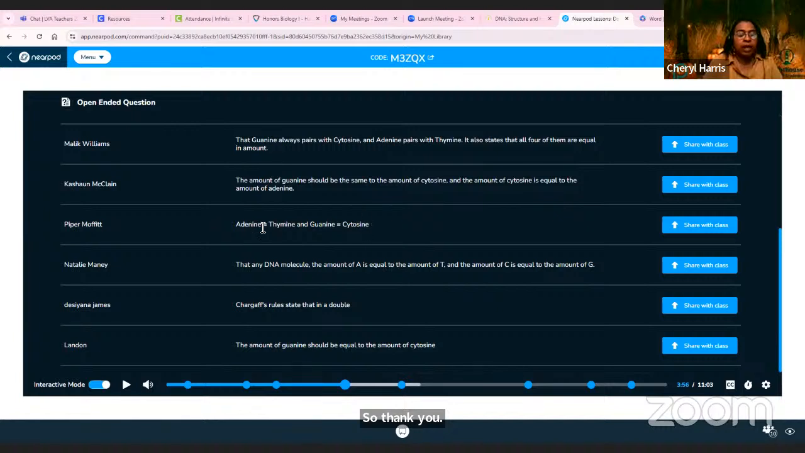Okay. And we don't want, Piper, we don't want to say equal. They pair. So this is about pairing. So yes, there's going to be an equal amount, but the important part is that they pair together. So adenine is always going to pair with thymine. Guanine is always going to pair with cytosine. And because they're always going to be paired, there's always going to be an equal amount of those, they're going to be equal to each other.